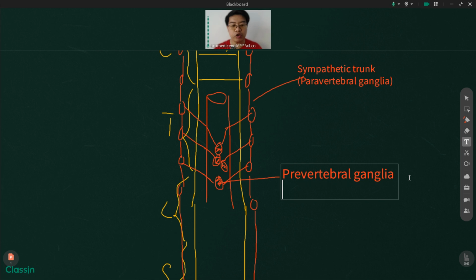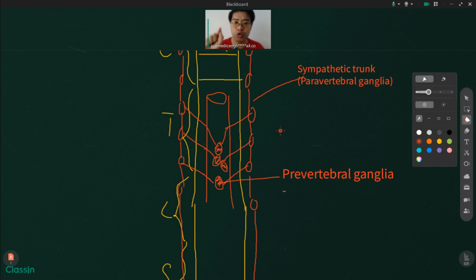Now, there are three groups of these prevertebral ganglia that you do need to know. And each of these groups corresponds to the three main arteries that feed the digestive system. Remember those three arteries? You have the celiac trunk, then you have the superior mesenteric artery, and then you have the inferior mesenteric artery.